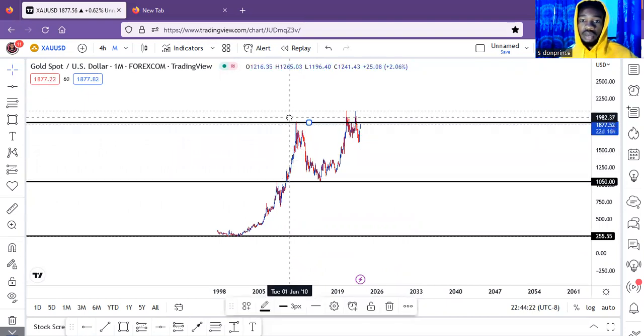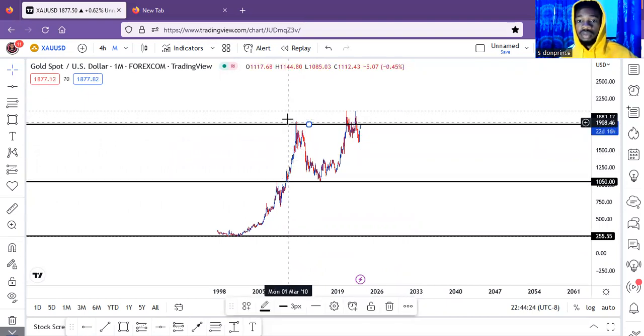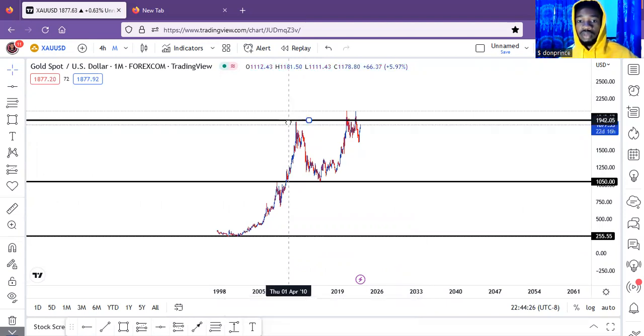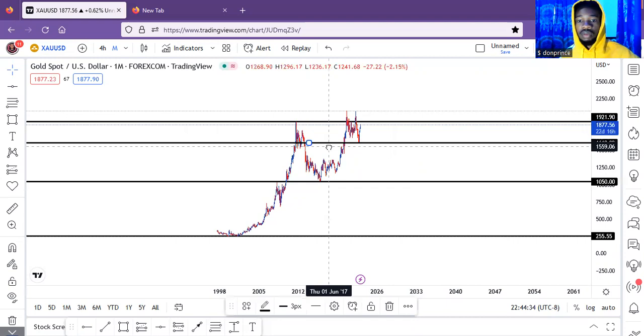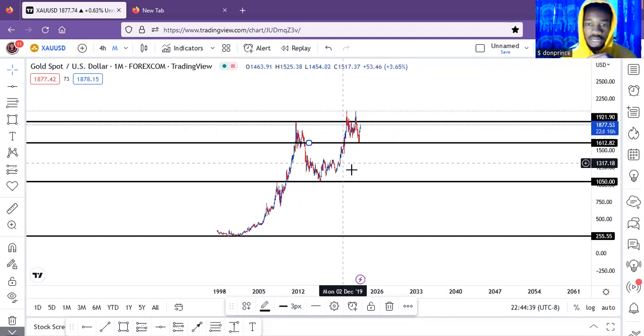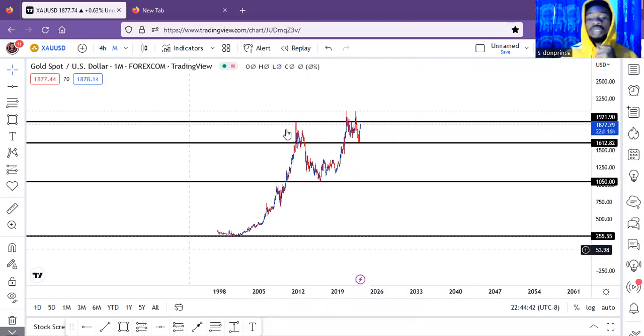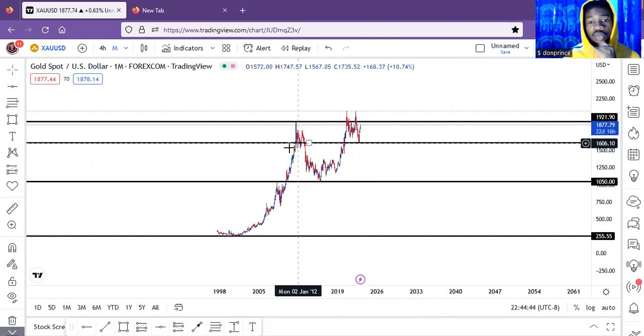Then we have this level. This level is a strong one, and this level also, they are very significant to the gold chart. So this is, in a nutshell, the monthly time frame.